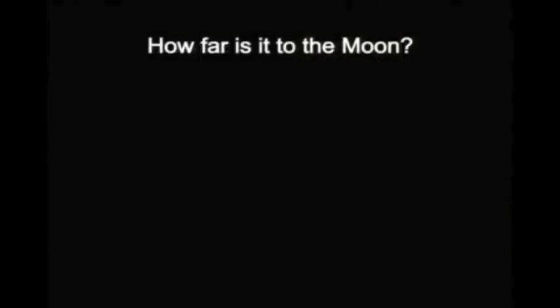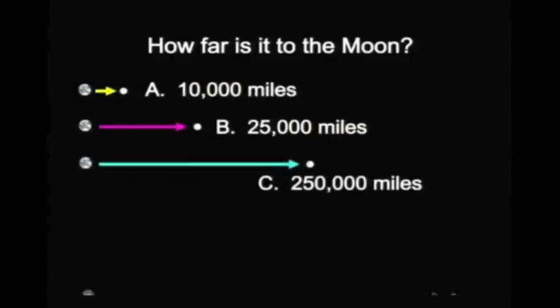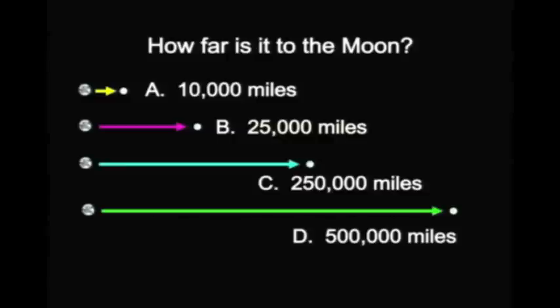Now, I'm going to give you some answer choices, and I want you to just think about them in your head for a moment. So our answer choices are 10,000 miles, 25,000 miles, 250,000 miles, or 500,000 miles. Think about those in your head for just a moment. When you think you have the answer, instead of raising your hand to tell your teacher, I want you to whisper it to your neighbor. The reason I'm asking you to whisper it to your neighbor is so that you know what you chose, but also so your neighbor knows what you chose.